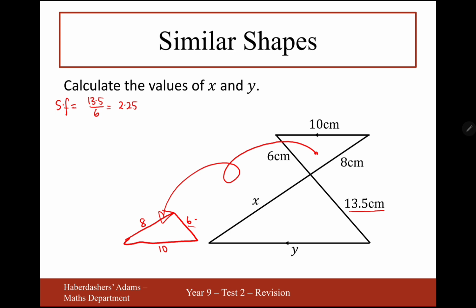Okay, so now to work out x, I need to multiply 8 by 2.25. So times 8, and we get 18 centimeters. And to work out y, it's going to be 10 times 2.25, which gives 22.5 centimeters. And there we are, that's the answer for that question there.